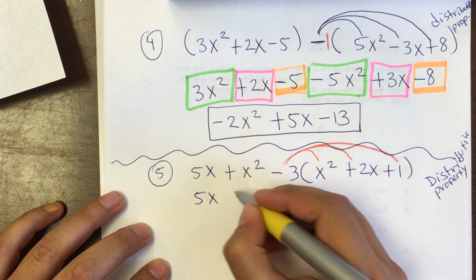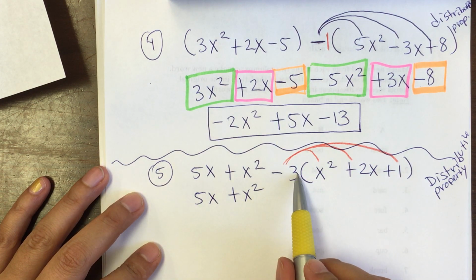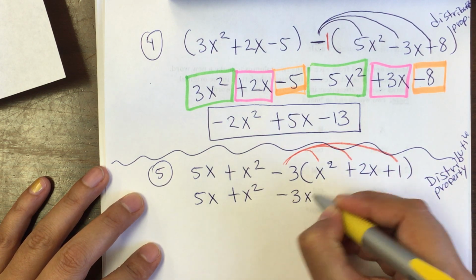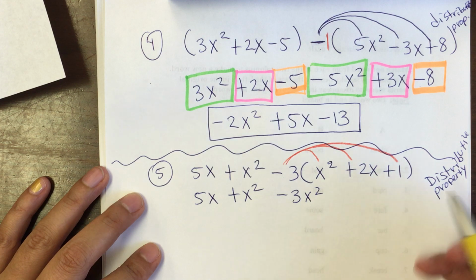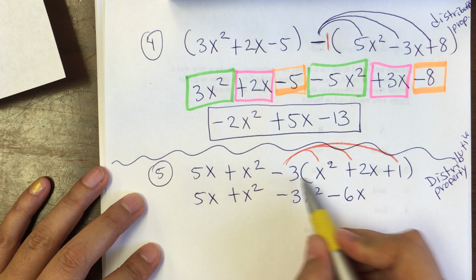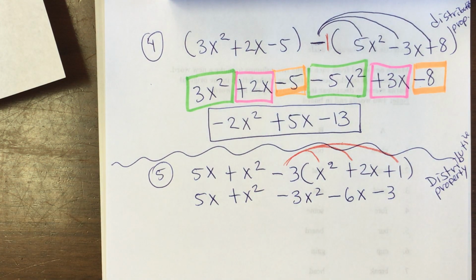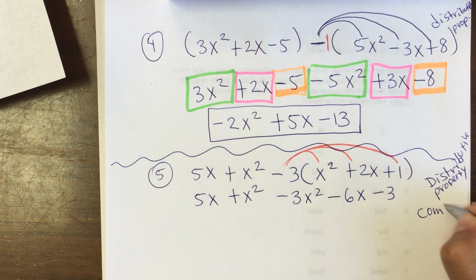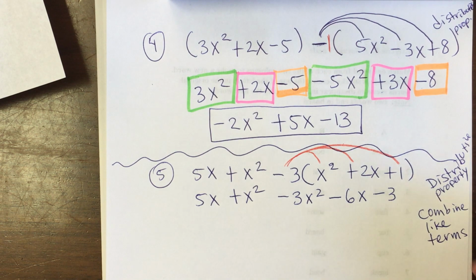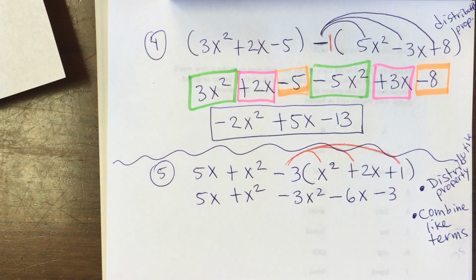So you have 5x plus x squared, and then we start negative 3 times x squared, it's gonna be negative 3x squared. Negative 3 times 2x, negative 6x. Negative 3 times 1, negative 3. And then we can combine. The second step is combine like terms. Okay, so 2 steps in here. And just like before as well.